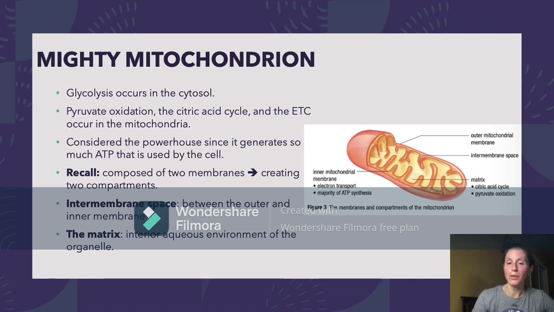Both the matrix and the intermembrane space are really important for all of those processes. So it's important for you to get your mind wrapped around what is what, because we will talk about things happening in the matrix and then things being exported to the intermembrane space. You want to have that visual in your mind so you understand what's happening.